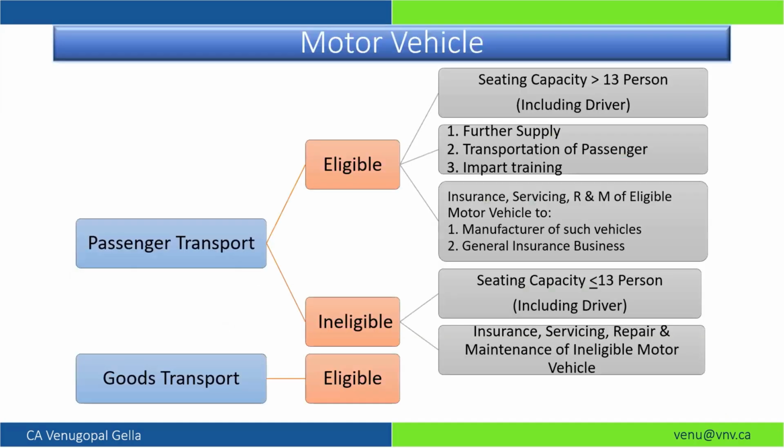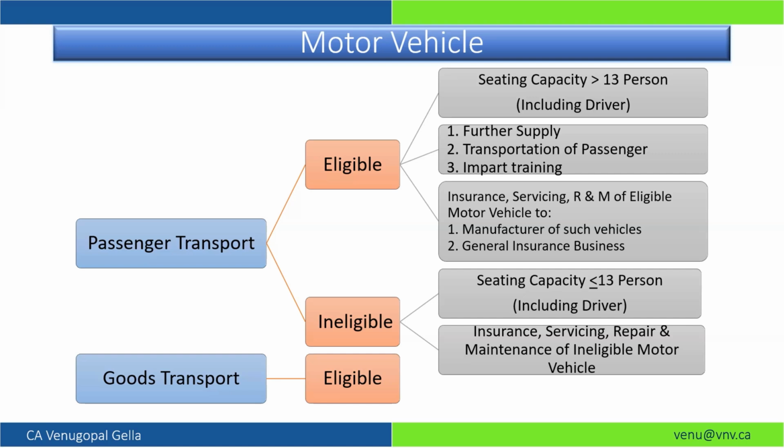Number one is motor vehicle. When motor vehicles come under blocked credit, they are only talking about passenger transport vehicles. So if there is a passenger transport vehicle, only then do you have to see whether it is covered under blocked credit or not. For a goods transport vehicle, there is no such condition. You are fully eligible for ITC.